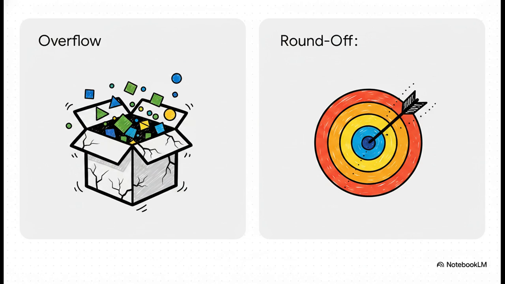On the flip side, we have round-off errors. This is what we call a floating point precision issue. Basically, computers sometimes struggle to perfectly represent certain decimal fractions using binary, so they're forced to approximate them. That's exactly why a computer might calculate 0.1 plus 0.2 and hand you an incredibly messy answer like 0.300000004 instead of a nice clean 0.3. It's not broken, it's just doing its best to round off to the nearest fraction it can physically represent.